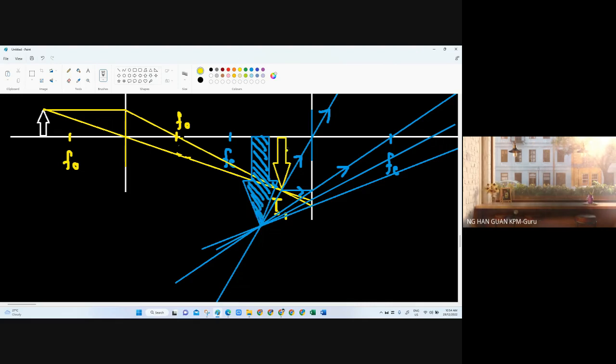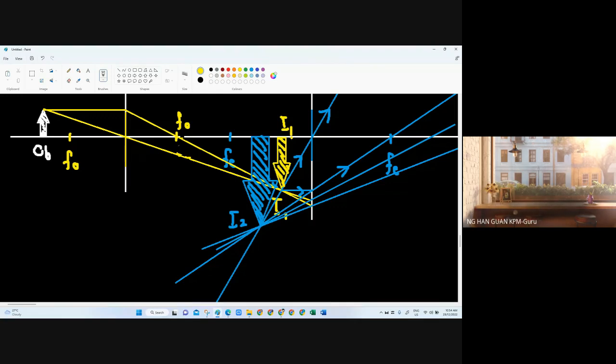Okay, so this is the first image. This is our object. Here is the object. This is the final image I2. And this is the first image I1. Okay.